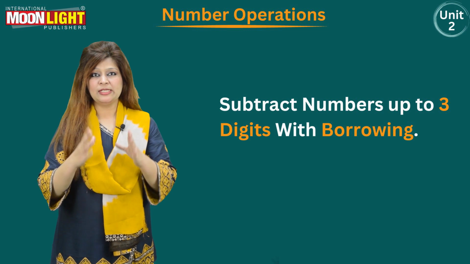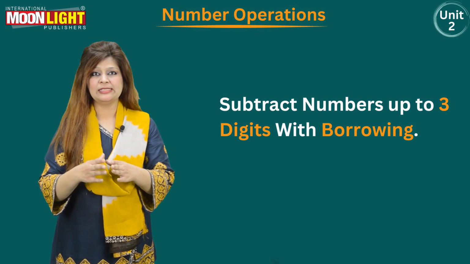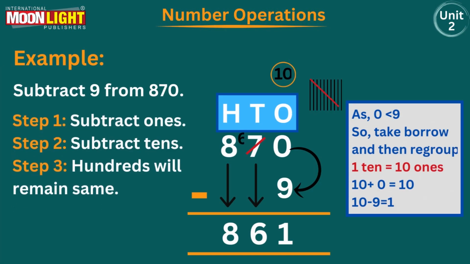Well, my dear students, let's solve an example. For that, you can just check your screen. There is an example where we have a 3-digit number and a 1-digit number. Subtract 9 from 870. We are going to write these numbers according to the place value chart. Because of this word "from", we are going to subtract 9 from 870.